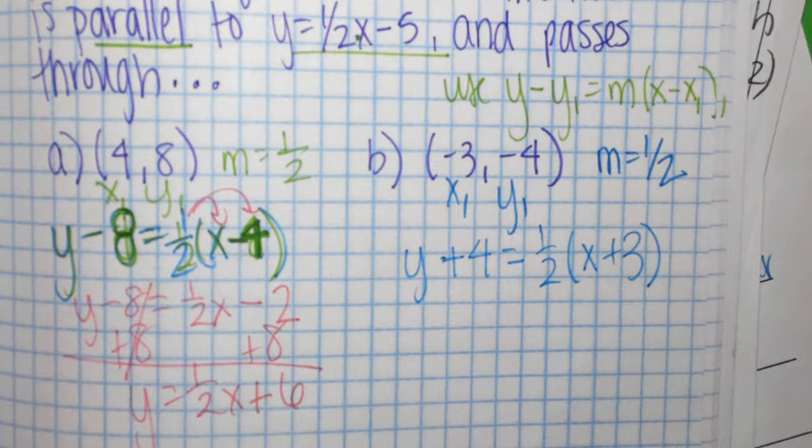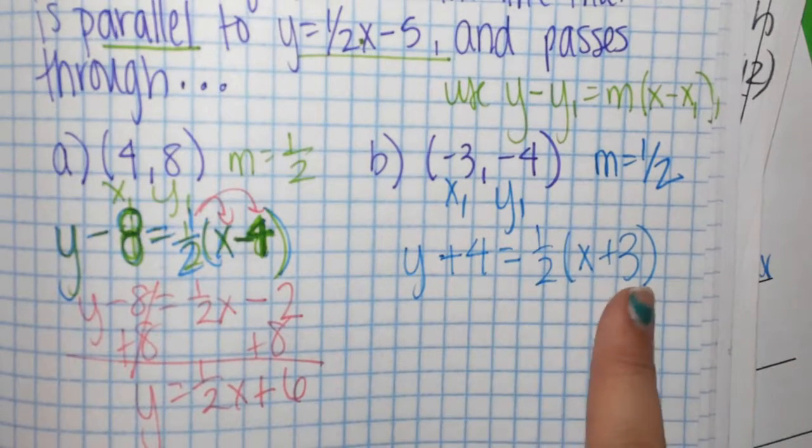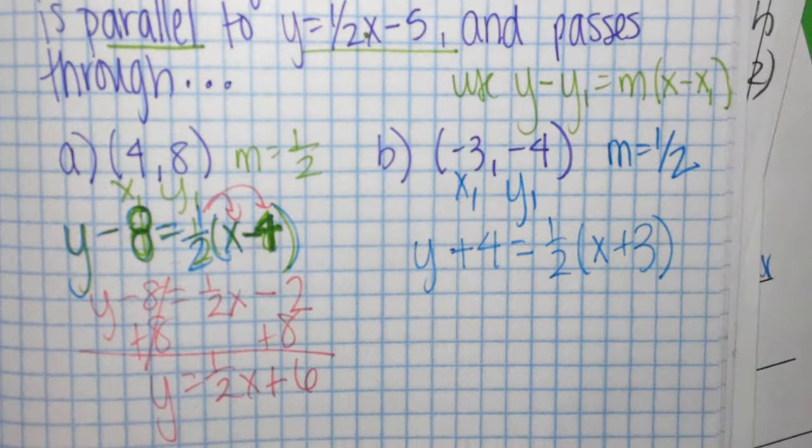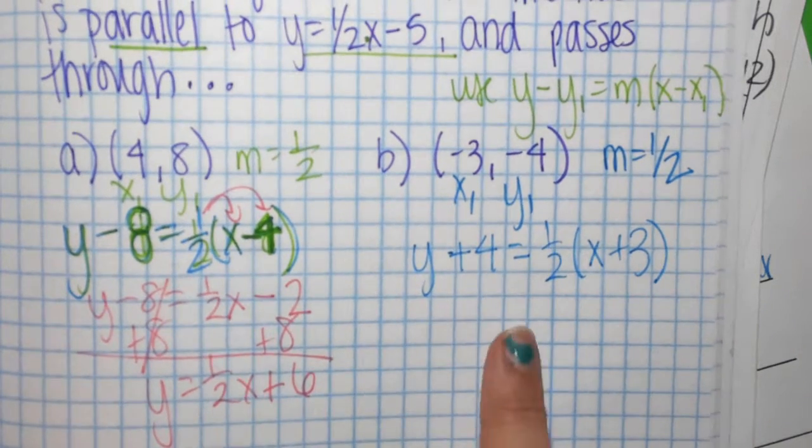Now, how do I get rid of parentheses? I distribute, right? Now, tell me something. Does 2 go into 3 evenly? No. So would we want to really distribute this time? No. It might be ugly, right? Yeah. Let's just leave it.